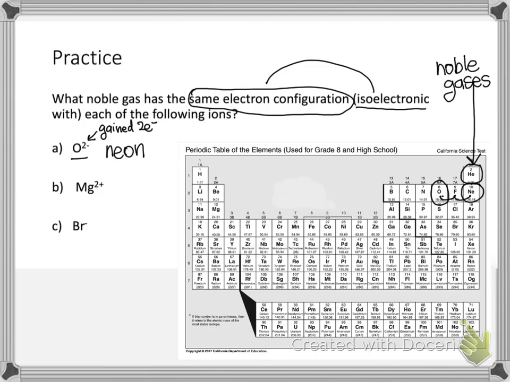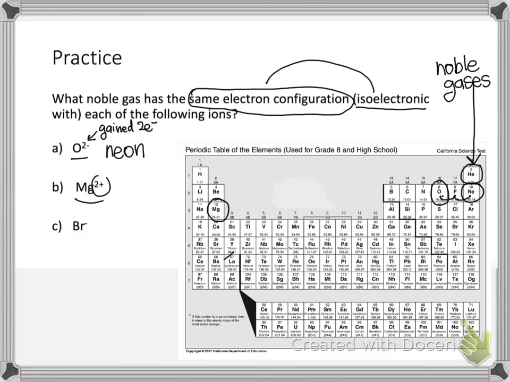You might notice when I named it, I didn't call it an oxygen ion. Negative ions or anions, they changed the name by adding IDE to the ending of the first part of the name. So instead of an oxygen ion, it's called oxide ion. Now letter B is magnesium. So if I find magnesium, it's right here.